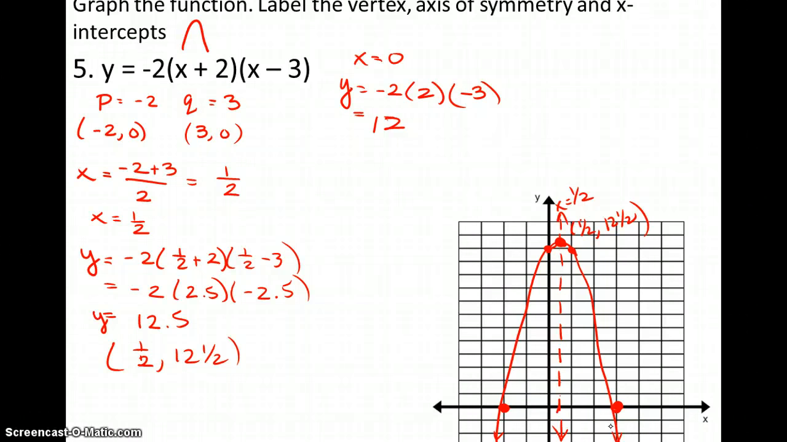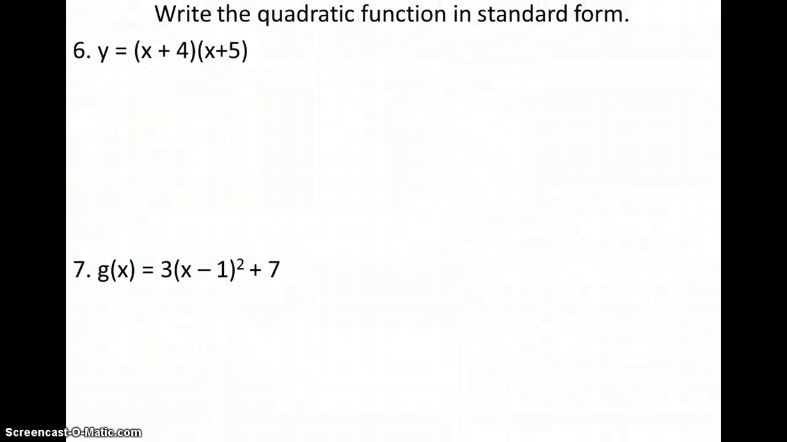Now the last thing that they ask you to do is to write these quadratic functions in standard form. Standard form, just as a reminder, is y equals ax squared plus bx plus c. That means I don't want parentheses. I want to multiply this all the way out.